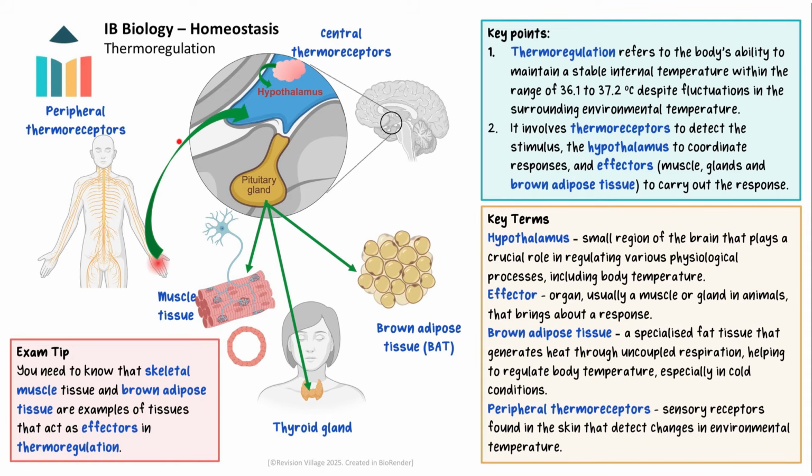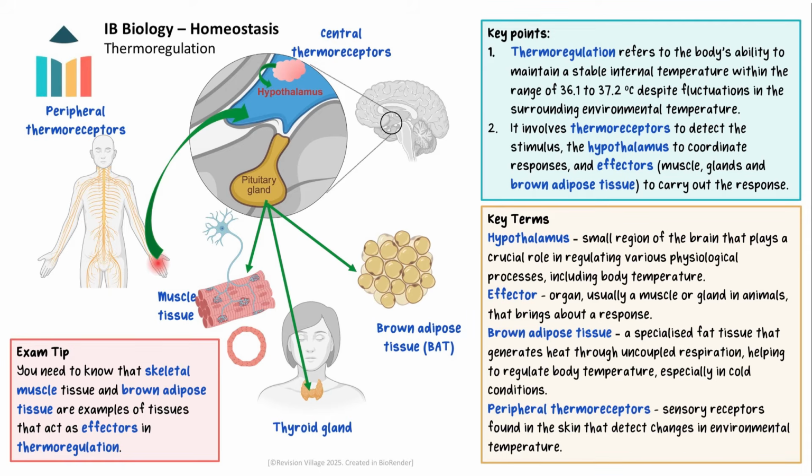Peripheral thermoreceptors, located in the skin, detect changes in environmental temperature, while central thermoreceptors, found within the hypothalamus, monitor the temperature of the blood and core body tissues. When these receptors detect a deviation from the normal range, they send nerve impulses to the hypothalamus.